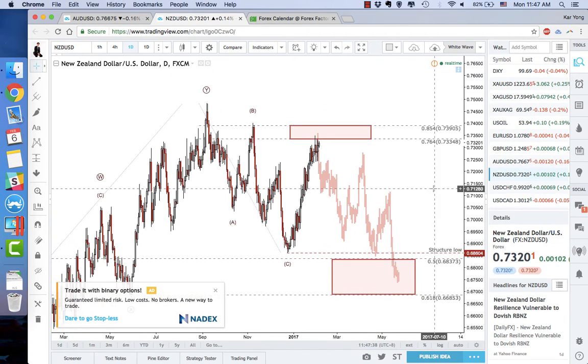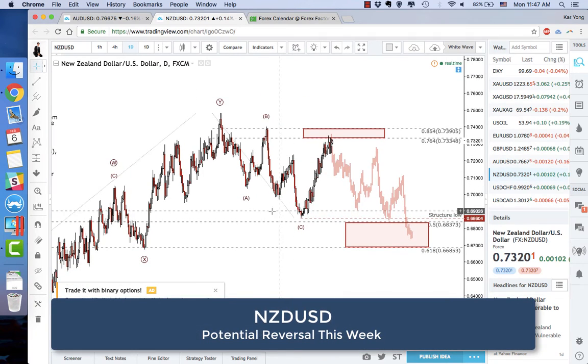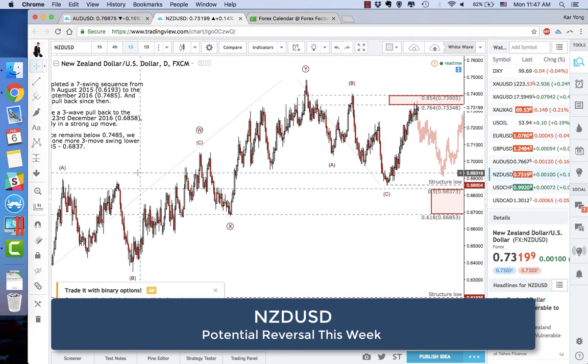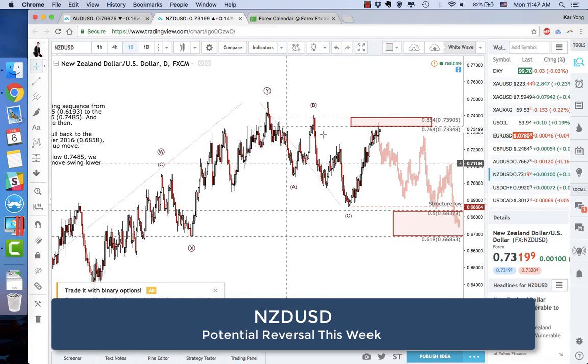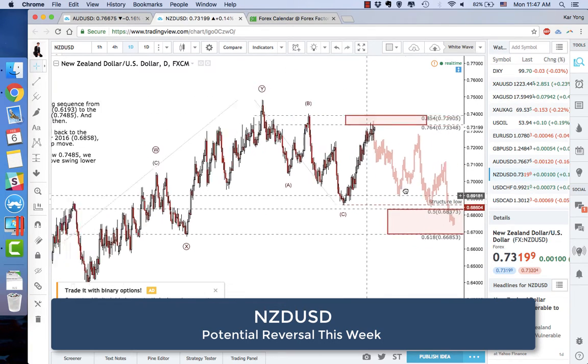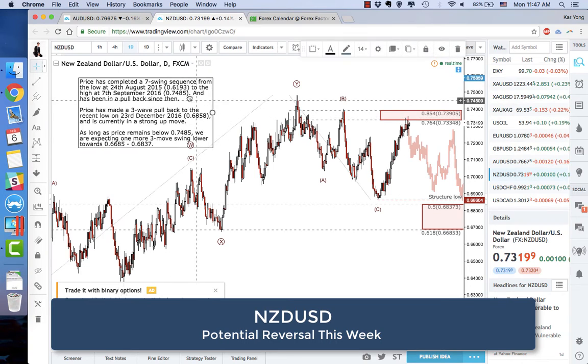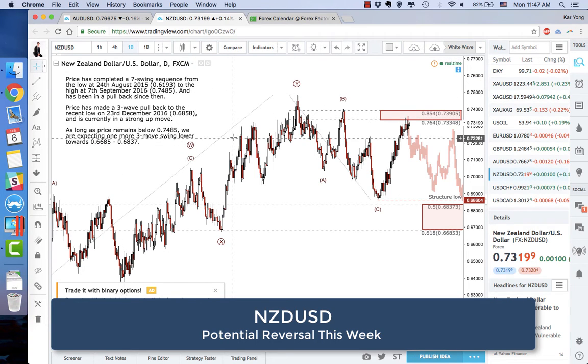Okay, for Kiwi dollar, again you can see the rally since the beginning of the year. It is a very strong rally, and then we saw some form of correction. What we are seeing over here is that price completed a total of 7 swings towards the up move, as well as coming down towards this ABC. And then this entire retracement here is the 7th swing.